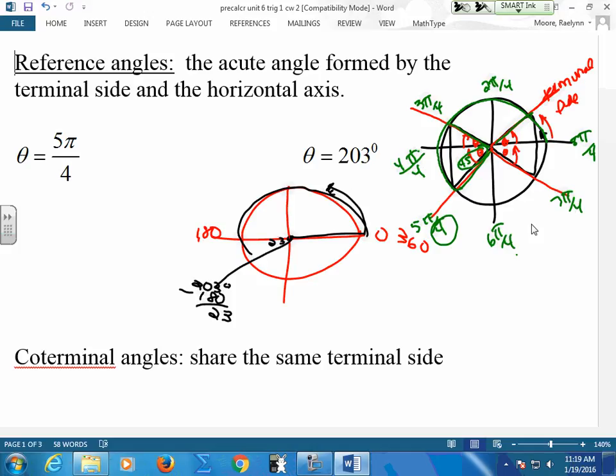Now, let's talk about coterminal angles. These were great 2-point questions on your Regents. They wanted an angle that shares the same side, like a co-pilot, a co-worker. You share with them. So they want someone that shares that side. Let's work this one. This angle was 203, and your whole circle is 360.